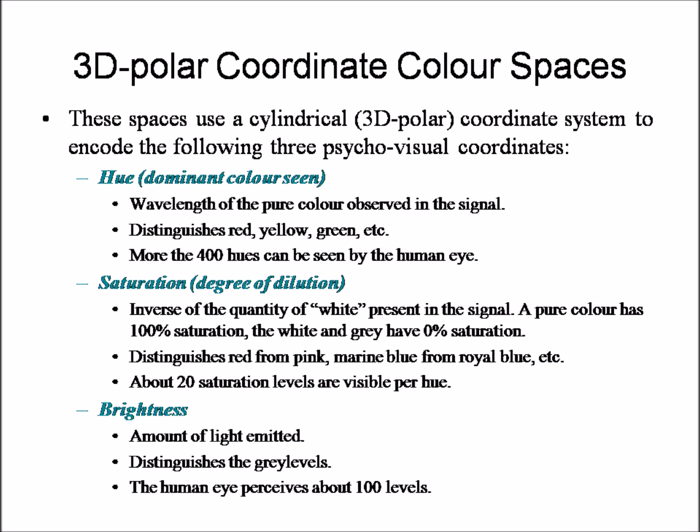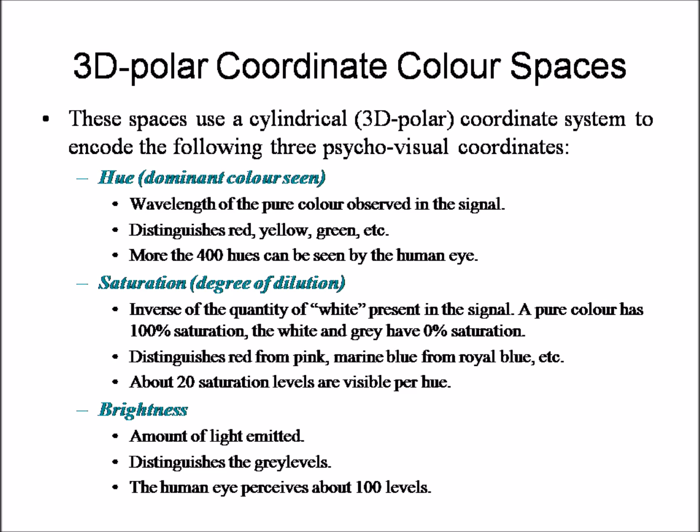The second important factor is saturation. The degree of dilution means how much a given color is diluted in white color. Its characteristics are, number one, the inverse of the quantity of white present in the signal. A pure color has 100% saturation. White and gray have 0% saturation. It helps to distinguish red from pink, marine blue from royal blue, etc. According to research, about 20 saturation levels are visible per hue.